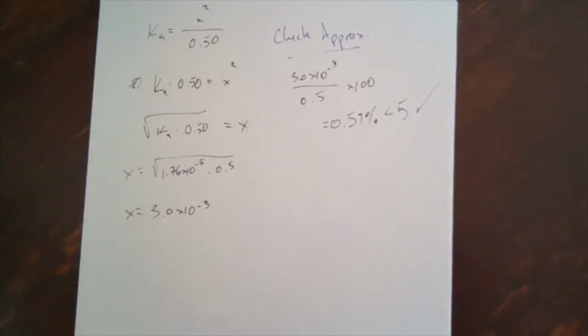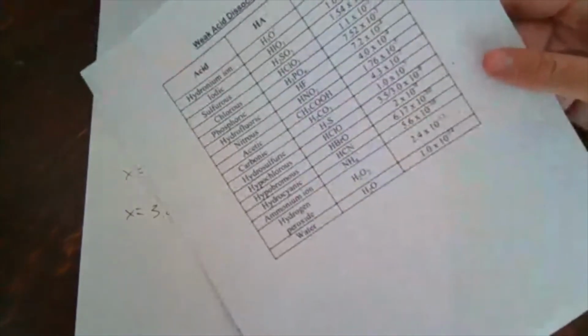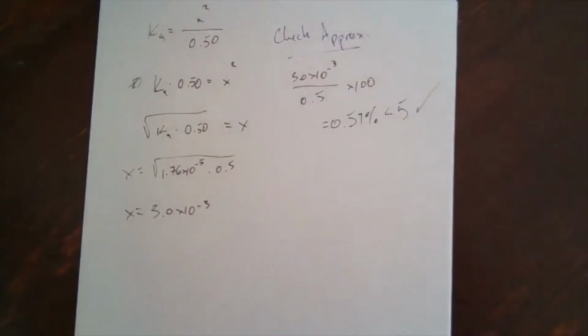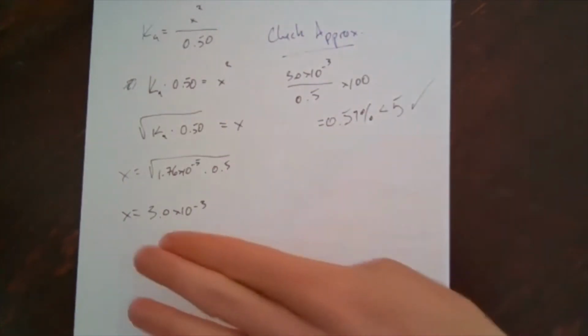But something like acetic acid, which is even 10 to the negative fifth, isn't even that low, you can still almost always get away with doing the approximation. And still, even if you can't, it's worth it to try, because if you're going to do the quadratic equation, that's a lot of work. You might as well see if you can get away with an approximation before you do all that work. So that checks out. So the X is valid.